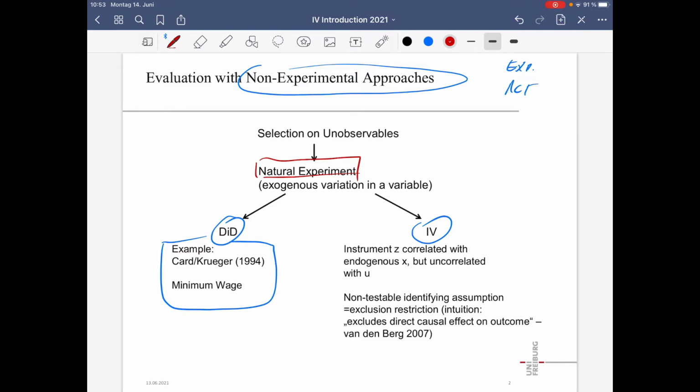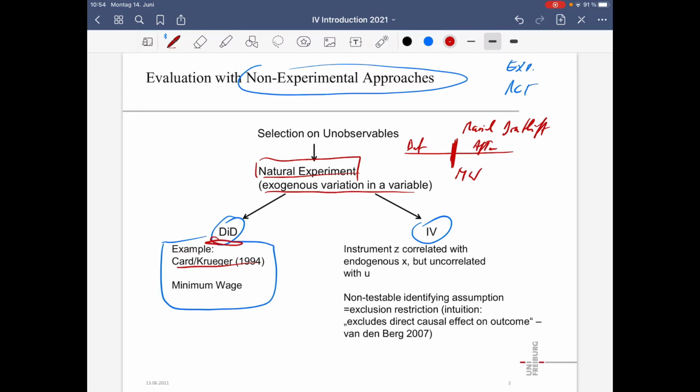Natural experiment means that there is an exogenous variable, an exogenous variation in a variable. We had examples like the introduction of the minimum wage. So this is the famous Card-Krueger 1994 minimum wage study. We also had an exogenous variation in a variable, that's the Mariel boatlift. So both are exogenous variations in a variable, and then you have a before and then you have an after view. So this is the diff-in-diff approach.